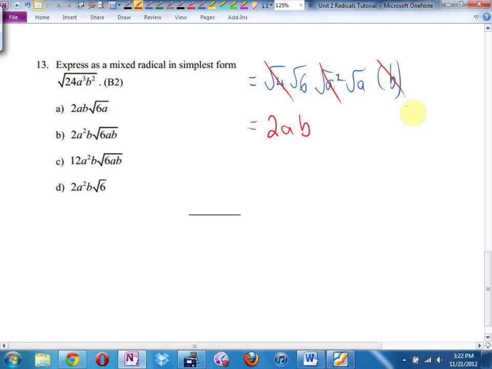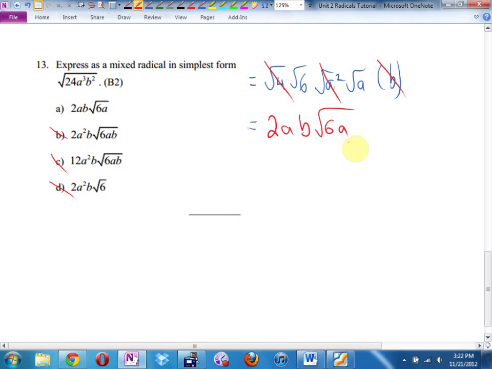Oh, you know what? Look up. What's left behind? I guess a root 6a. So if that was a written question, I'd expect you to go further. But as it turned out here, once I had the front, I was good.